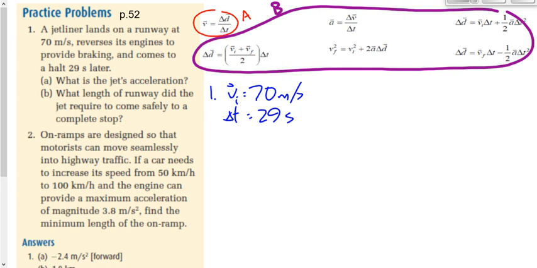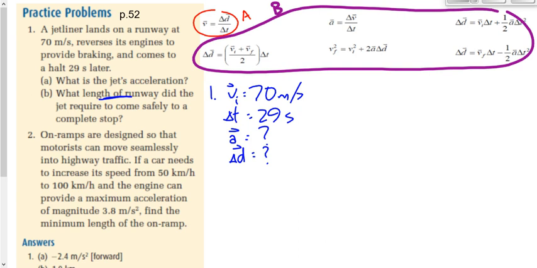We want to find the jetliner's acceleration, and we also want to find the displacement of the jetliner during that time, because we're looking for the length of the runway. The displacement is the length of the runway, right? Notice I've put both things that I'm looking for together. Basically what I'm saying is it doesn't matter which one you solve for first, just get whatever is easiest and then get the other one.